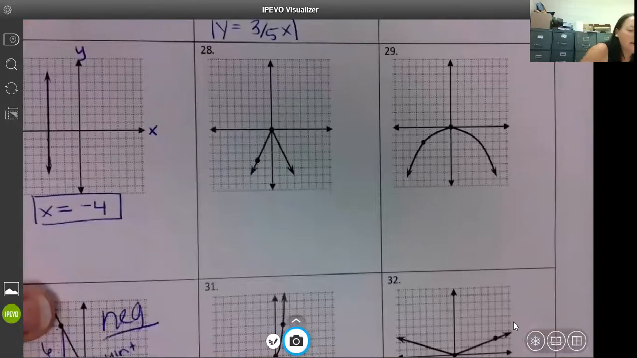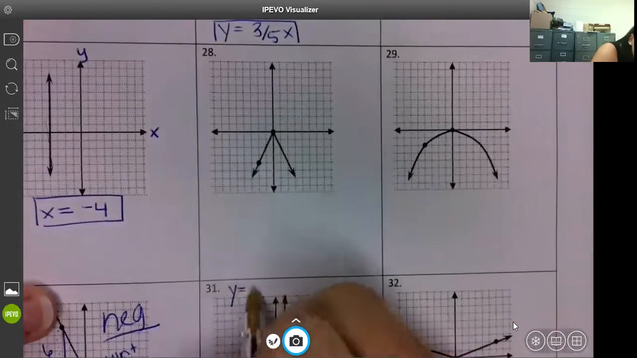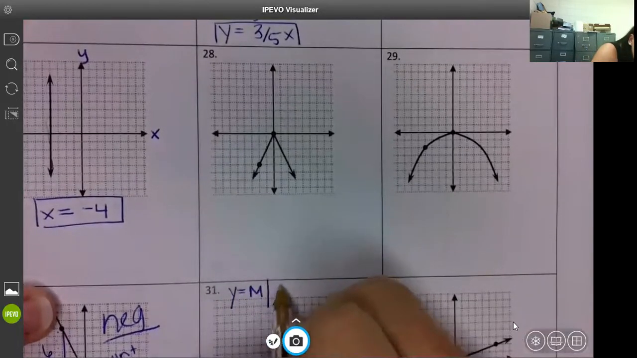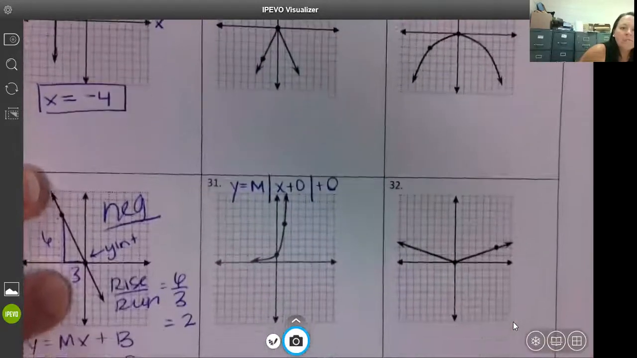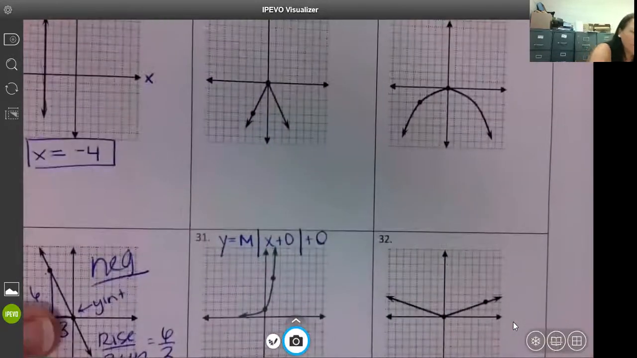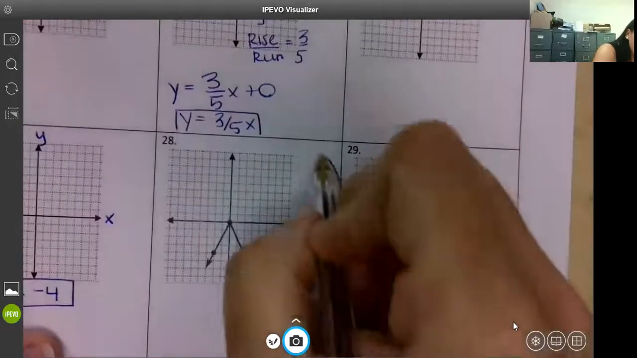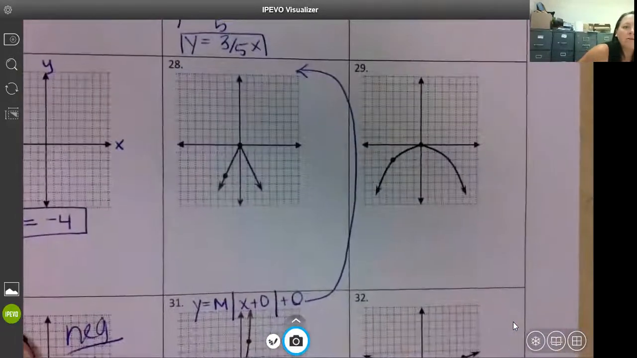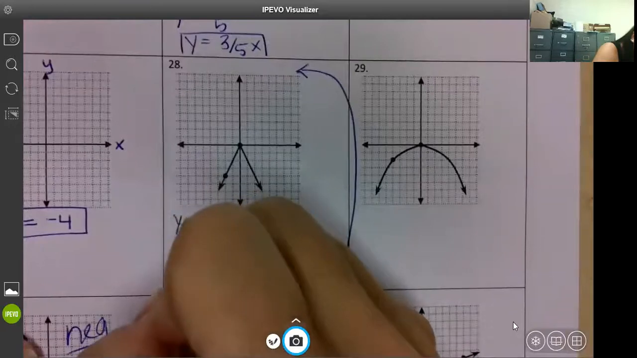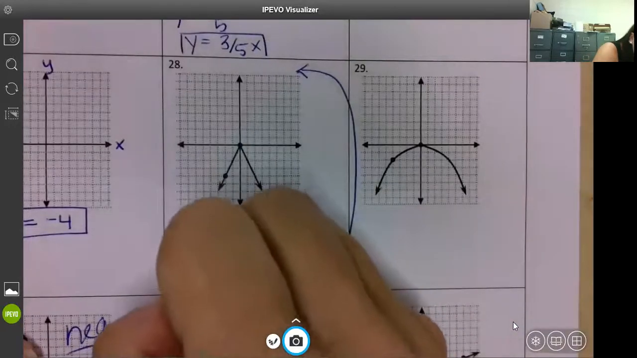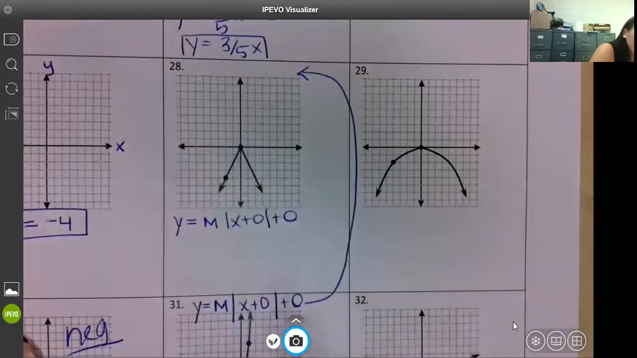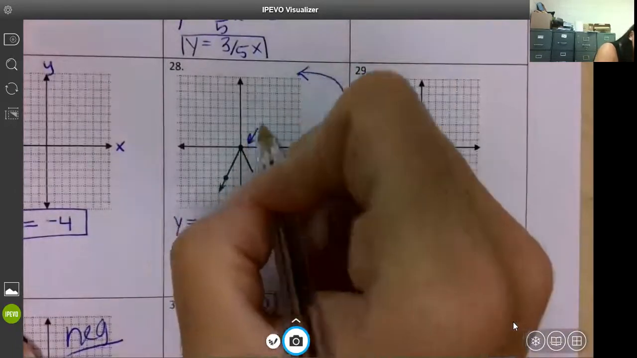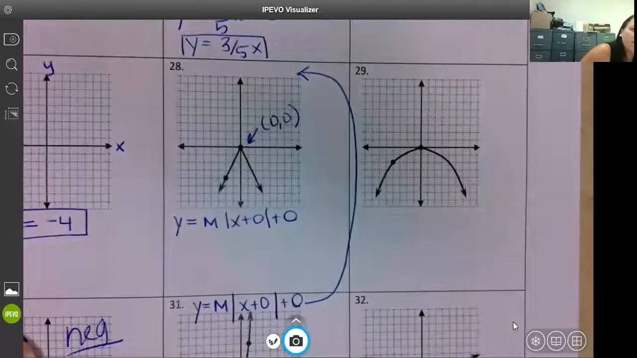And you work it kind of just like linear, but our general equation is y equals m times the absolute value of x plus 0 plus 0. Oh, sorry, I wrote that in the wrong place. This should go up here. Okay, so y equals m absolute value of x plus 0 plus 0. Your vertex is at 0, 0.